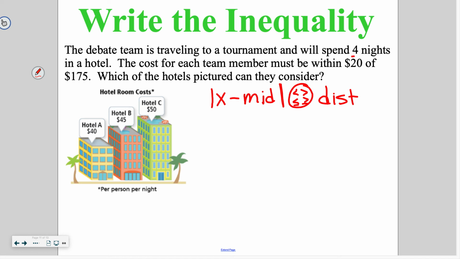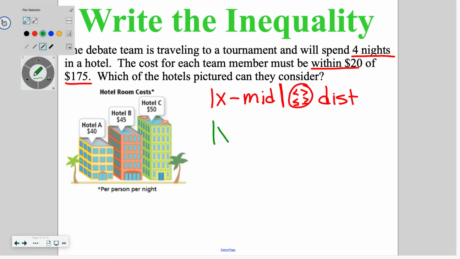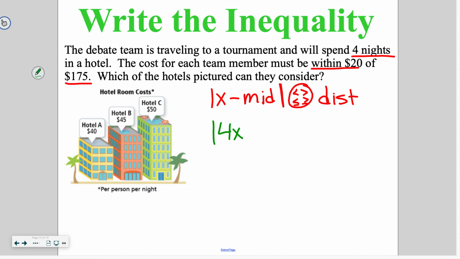So some key pieces of information. We've got 4 nights. So we have to account for each of those nights. We have to be within $20 and then of 175. So in order to write my inequality, I'm going to start with the absolute value of, instead of just plain x in this case, we're spending 4 nights in the hotel, so it has to be 4x. The median cost there, that middle number that we have to be within, is $175. And then when it says within, we want to include $20, so that it's either $20 or closer than that. So we end up with the expression, the absolute value of 4x minus 175 is less than or equal to 20. Go ahead and solve this inequality on your own and determine which hotels are a viable option for them.